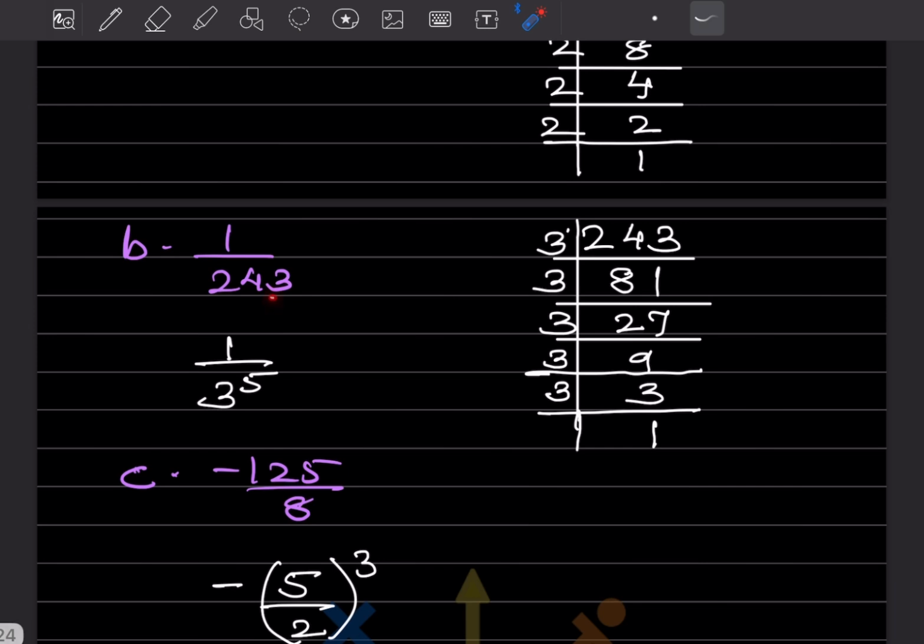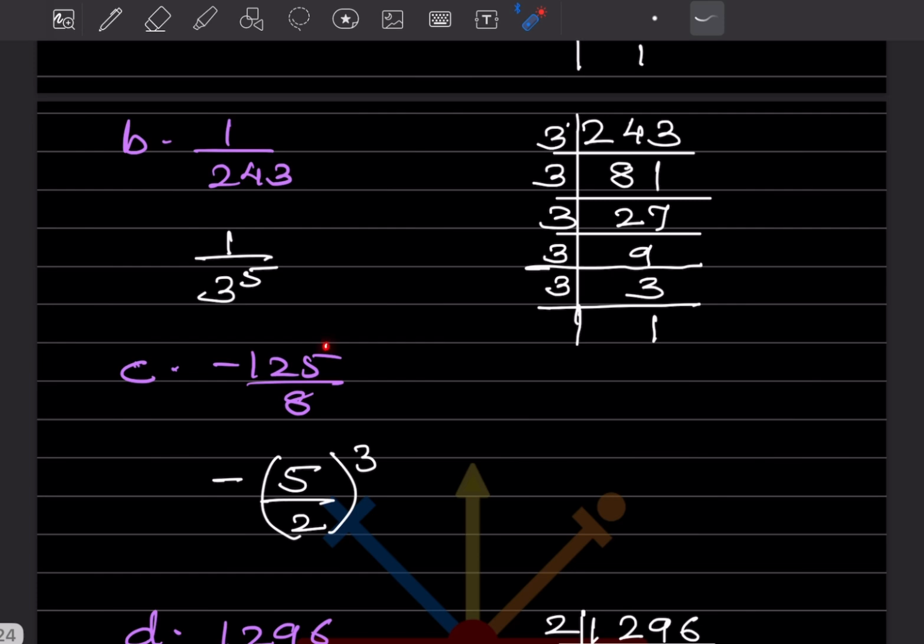Now this is 1 by 243. So we'll take the factors of 243. It doesn't go with 2 because the unit place is 3. So 3 81s are 243, 3 27s are 81, 3 9s are 27, 3 3s are 9, and 3 1s are 3. So we have 5 times 3. So we can write 1 by 3 raised to 5.